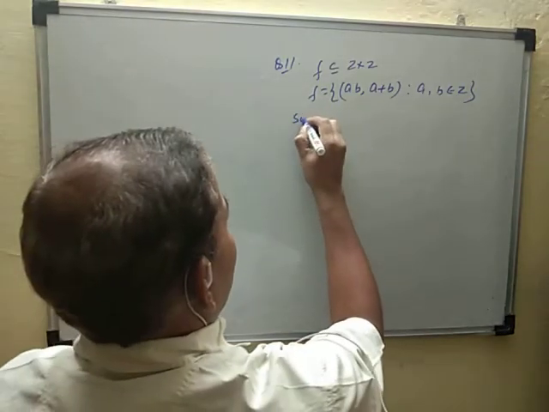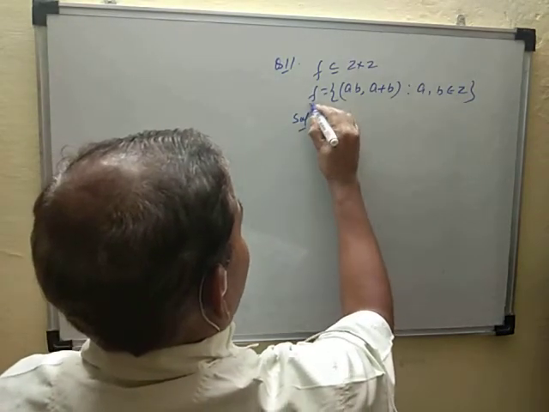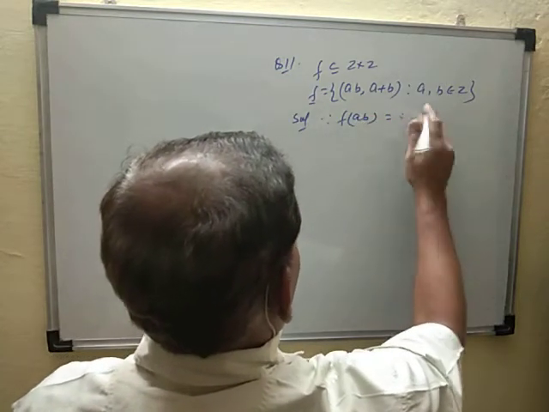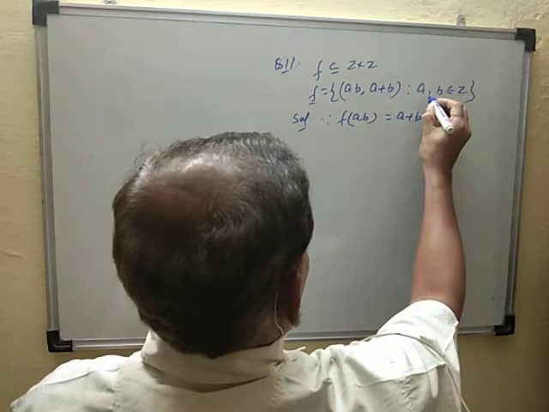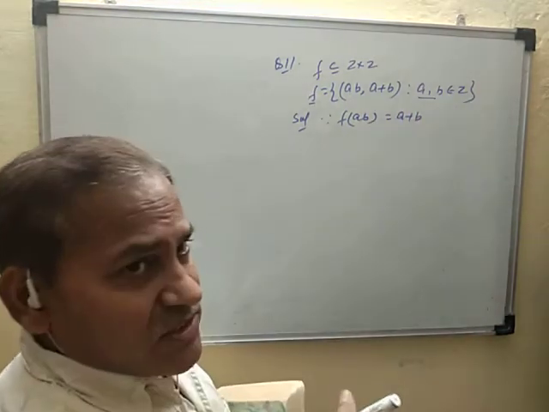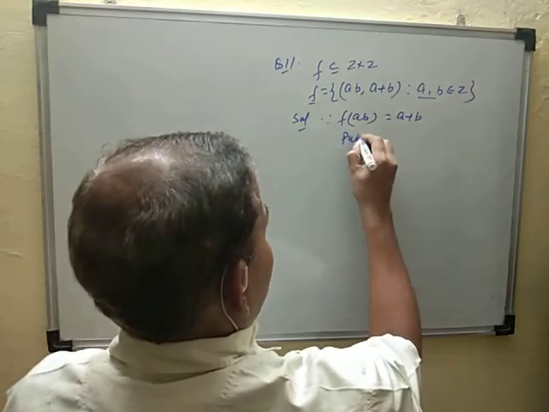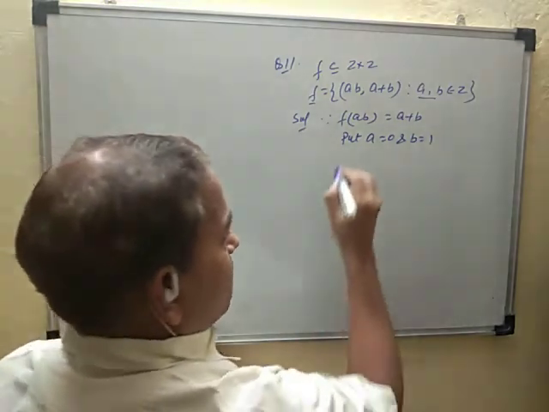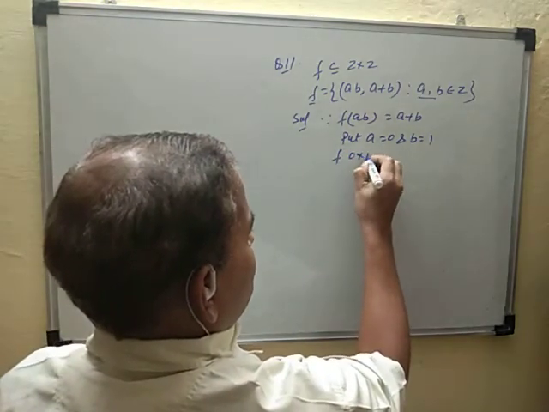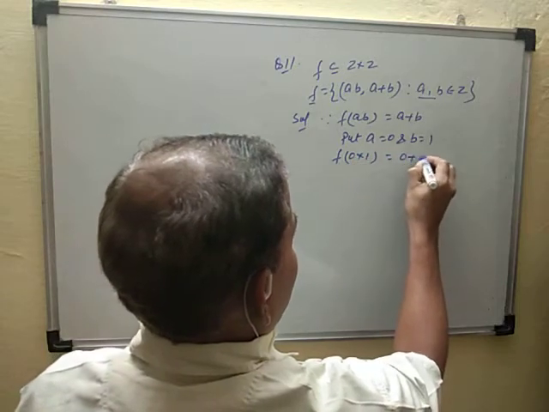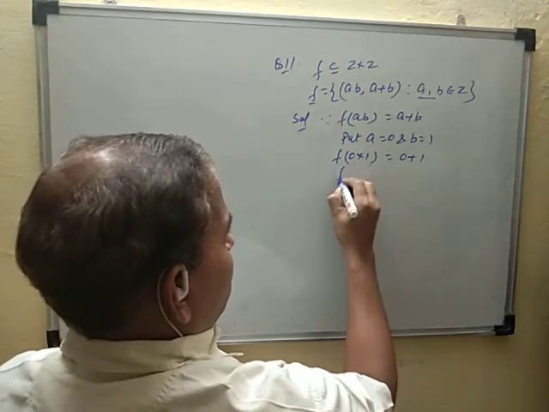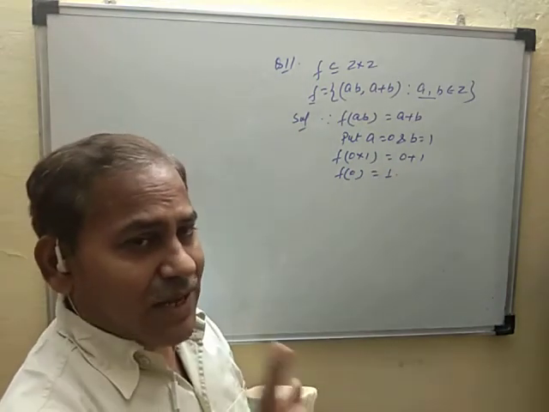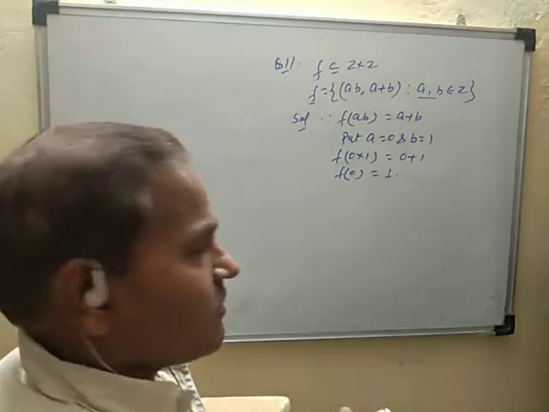So which type of function is defined? Since f of ab is equal to a plus b, where a and b both are integers, put a equal to 0 and b equal to 1. So 0 plus 1, and 0 into 1 is equal to 0. So f of 0 is equal to what? 1. That is, what is the image of 0? 1.